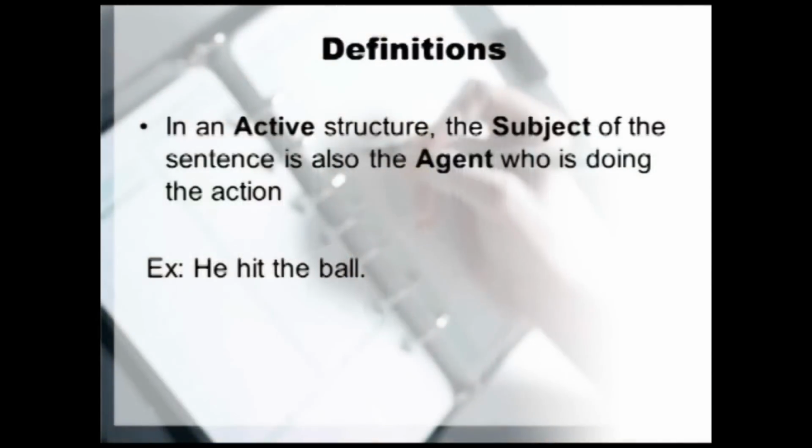Let's start with a simple example. He hit the ball. He is the subject grammatically, hit is the verb, the ball is the direct object. In this case, he is the subject, he is also the agent who's doing the hitting. Okay? These are called active because the subject is active. The subject of the sentence is actually doing something. So the subject is the agent.